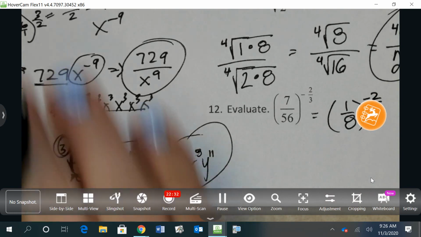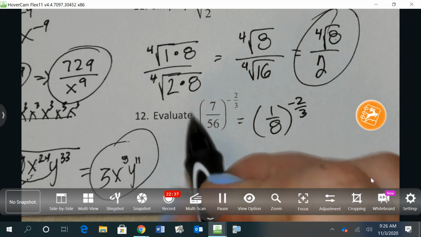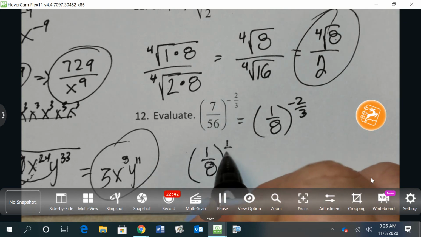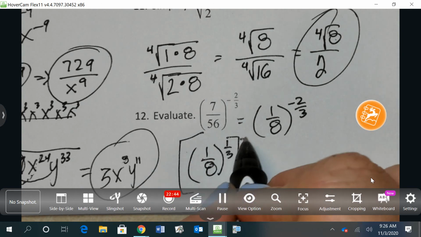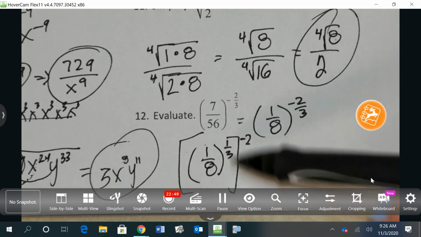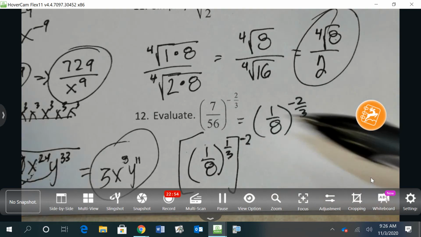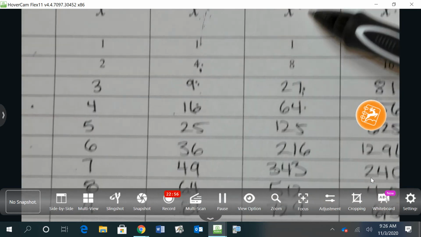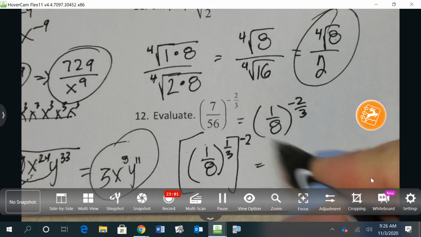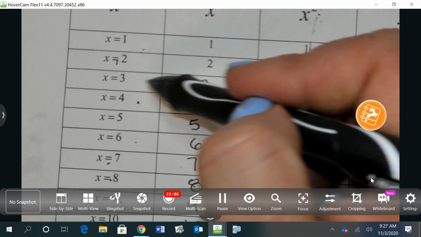Now, how do I do this problem? We always apply the bottom number first. So it's going to be 1 over 8. I'm going to apply the 1/3, and then afterwards I'll take care of the negative 2. So in the 3 column, is it possible to find a 1? In the 3 column, is it possible to find an 8? Let's check. Let's go to the 3 column. In the 3 column, I can find a 1, which evaluates to 1. In the 3 column, I can find an 8, which evaluates to 2.